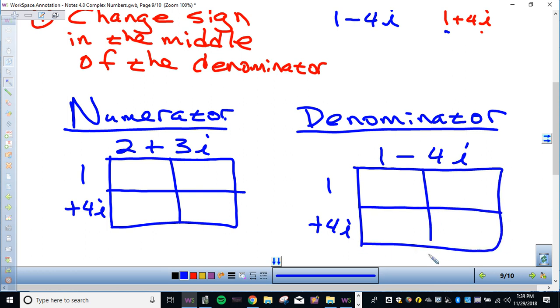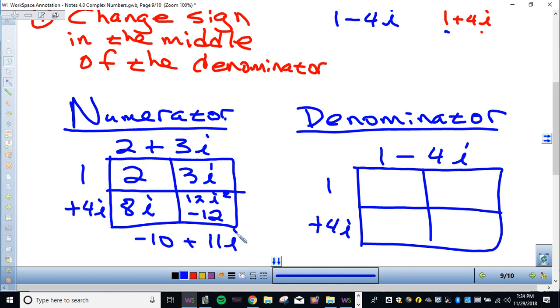Okay, what do I get for upper left on the numerator? 2. Upper right, 3i. Lower left, 8i. Lower right, 12i squared, which is negative 12. So it makes it easy once you get that i squared, just switch the sign of the number in front. And then here, 2 minus 12 is negative 10, and 8i plus 3i is positive 11i. So that's what I get for the numerator.